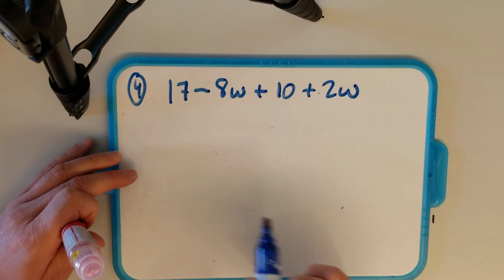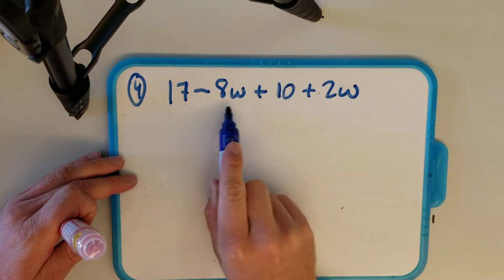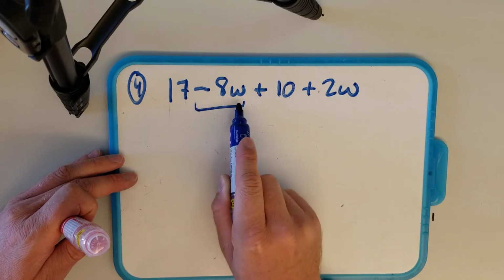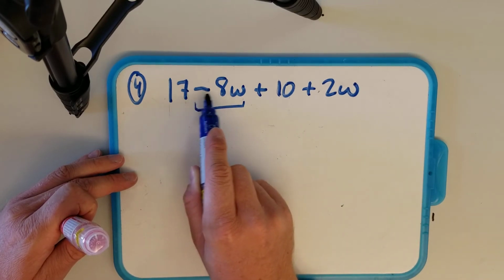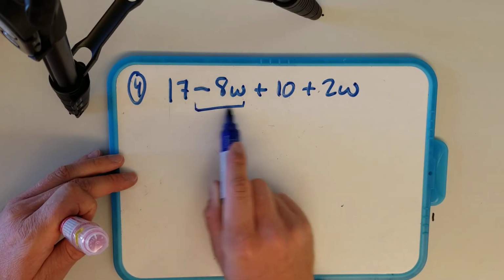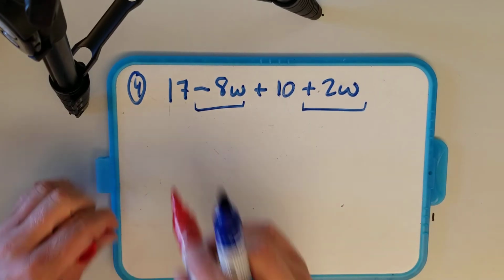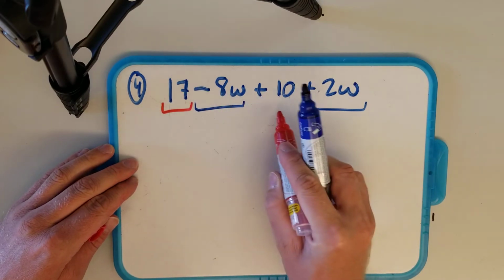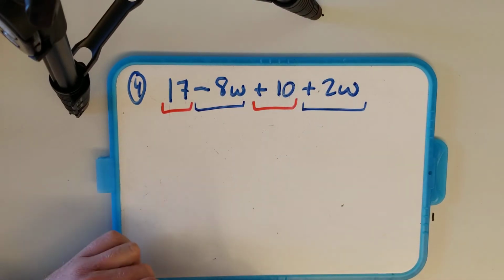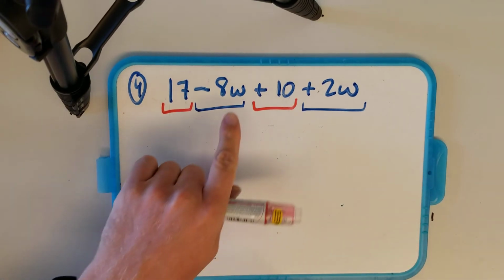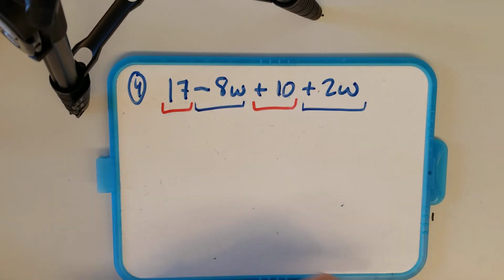The fourth example, combining like terms, is now we only have one letter. We have this one here, 8 minus 8w. It's important to remember that this negative or minus sign is included with this piece. And then the 2w here. And then we have 17 and plus 10. Okay, as a different piece. It doesn't have a letter with it, so we can't combine it with the negative 8w and the 2w.